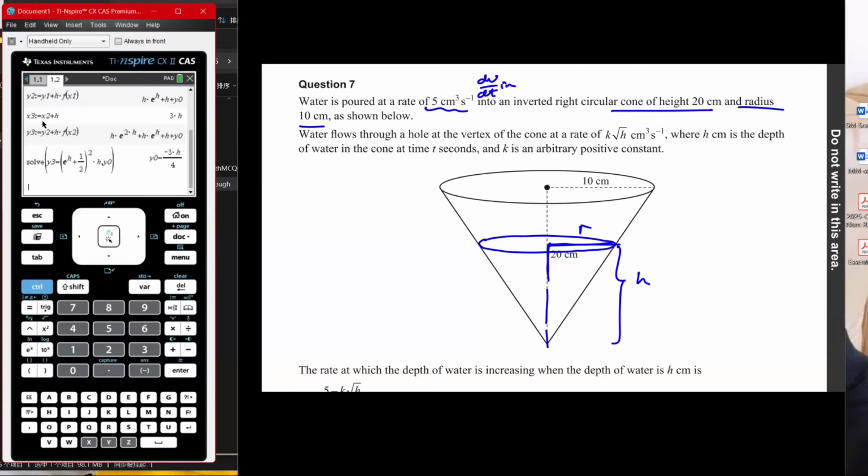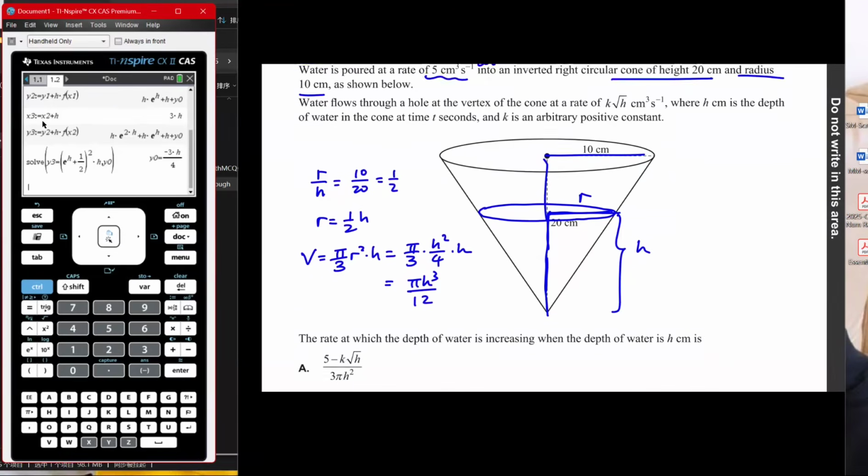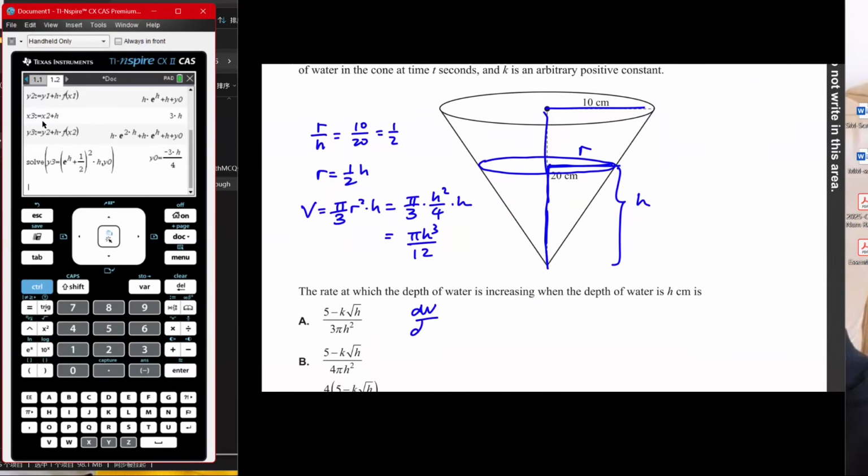The radius and the height h will always keep a ratio, let's say 10 over 20. So I'm going to get r over h equals 10 over 20, which is 1 on 2. So r equals half h. Therefore, the volume is pi on 3 r squared times h. And that's pi on 3 times h squared divided by 4 times h. So you get pi h to the power 3 divided by 12. Then you'll get dV/dh equals 3 pi h squared divided by 12, which is pi h squared divided by 4.